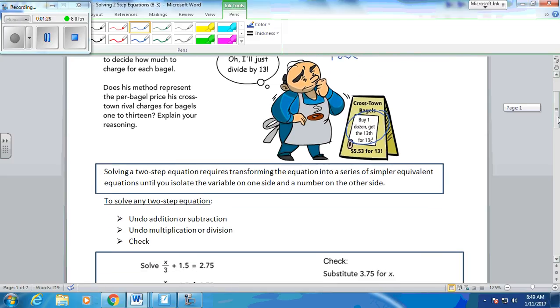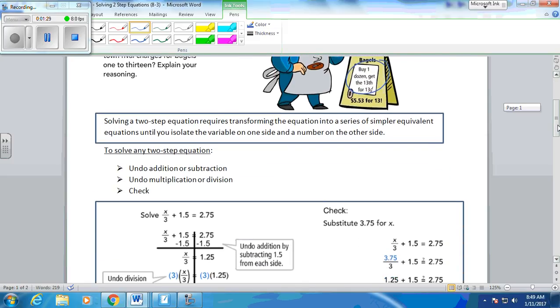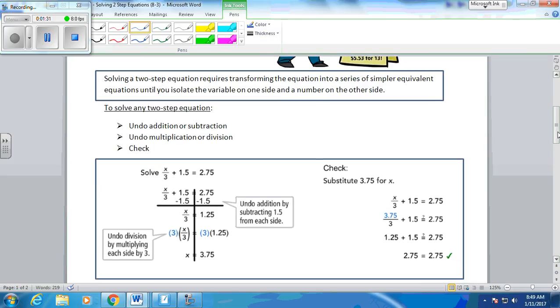So what we're going to do, because we haven't really talked about how to solve the equations yet, is it says solving a two-step equation requires transforming the equation into a series of simpler equivalent equations until you isolate the variable on one side and a number on the other side. This is the same statement that we had the other day, but now it applies a little bit more when you have 2 steps or more in your equation. So isolate the variable, again, means to get the variable alone, and we have to perform the opposite operations here.